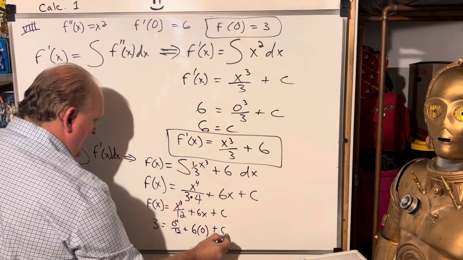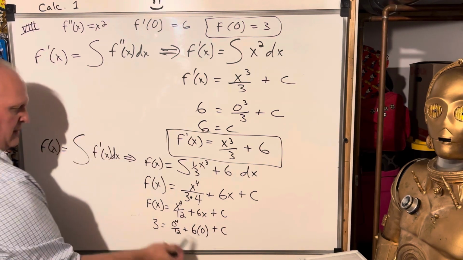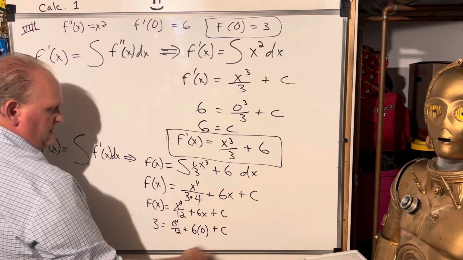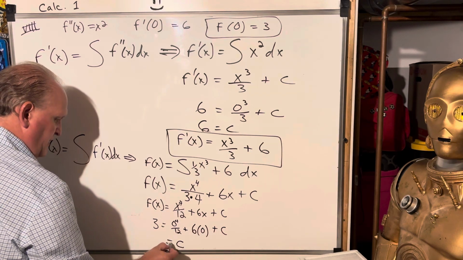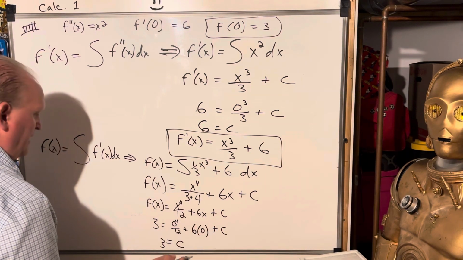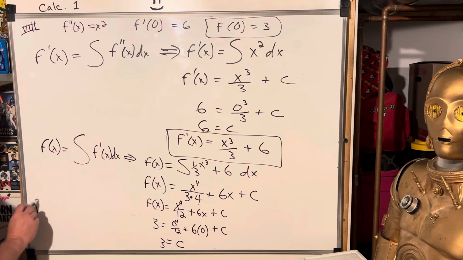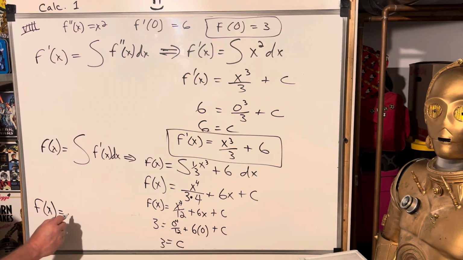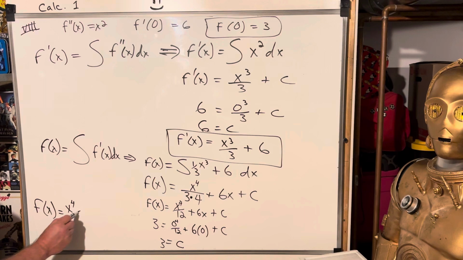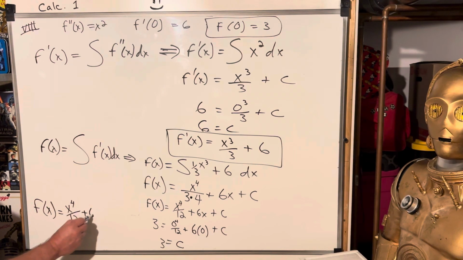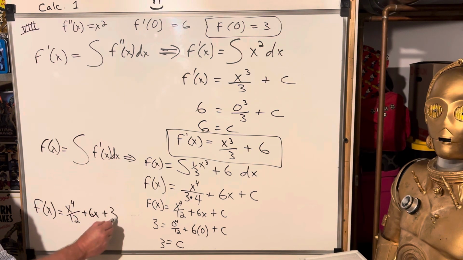0 is nice because look, 0 to the 4th is 0, divided by 12 is 0, plus 6 times 0 is 0. So c is equal to 3. So our final answer, our final particular solution, is f of x is equal to x to the 4th over 12 plus 6x plus 3.